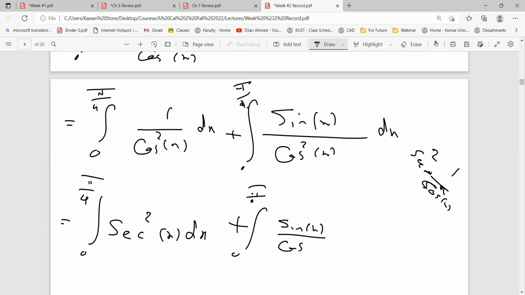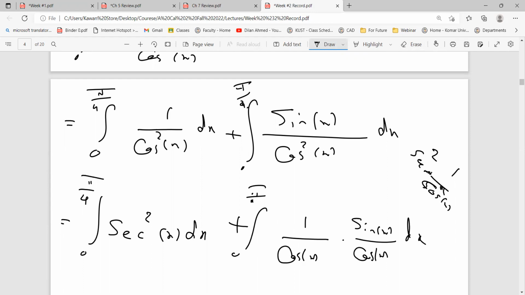Sine of x, cosine of x. Let me write it down like that. It's better. Understood? I have cosine square. Make it cosine, cosine: 1 over cosine, sine over cosine. Why? Because later I'll get what?